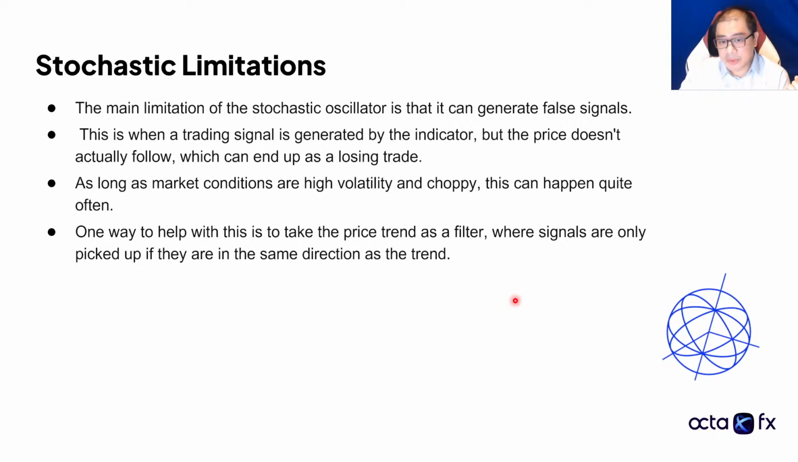So one way to help this is to take the price trend as a filter, where signals are only picked up if they are in the same direction as the trend, so the same logic as the MACD. The advantage to why people use stochastic instead of MACD is that MACD is super laggy. Stochastic is less laggy, but it can actually be used in the same concept as the MACD just now.